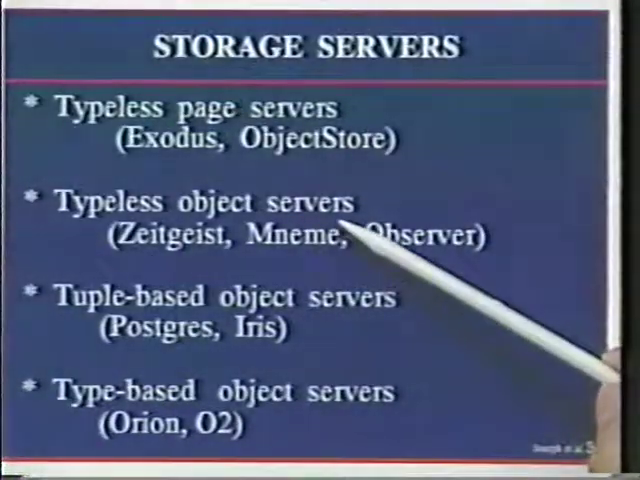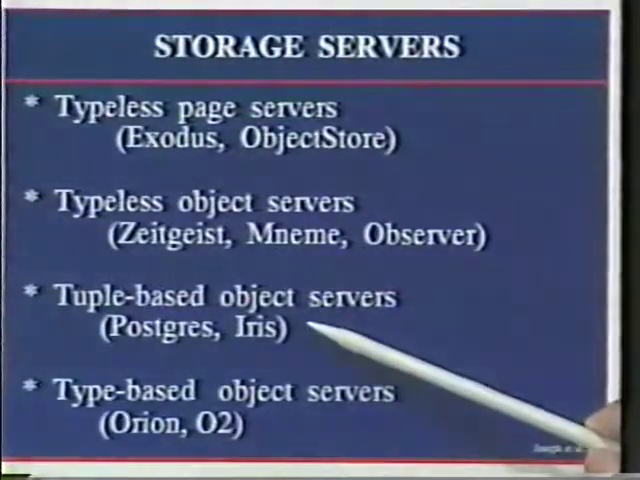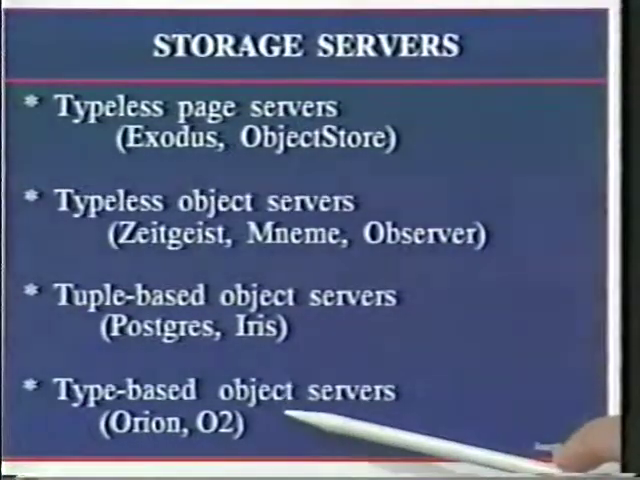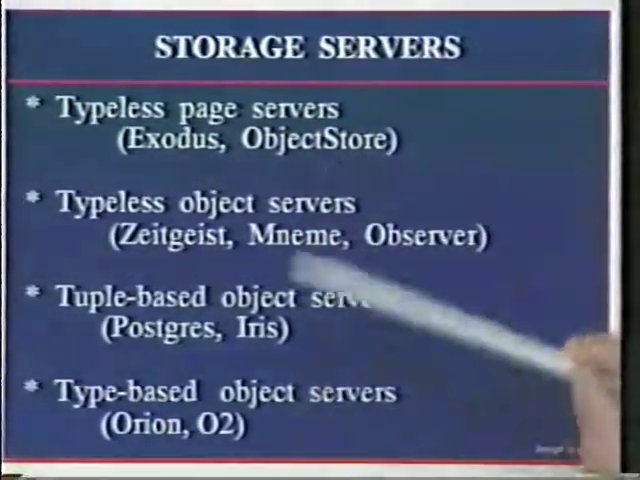So we can really divide the kind of storage servers that are available in the market into four types. The first type is called typeless page server. The second type is typeless object servers. The third one is tuple-based object servers. And the fourth one is type-based object servers. So what's the difference between these four?